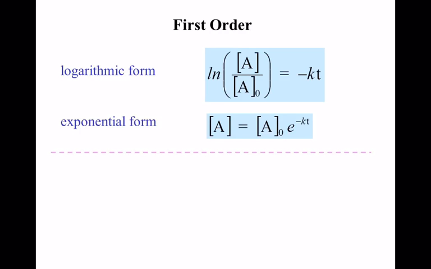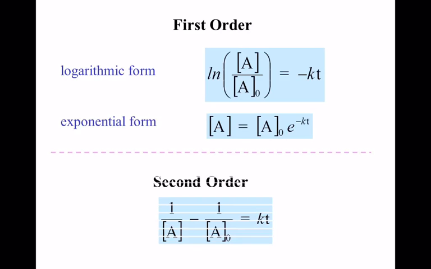So we can rearrange that, and this is another form of first order. We're going to need that one too, so I'll put it under here. These are both for first order: A equals the initial concentration times e raised to the negative kt. And of course we have this for second order. This is the integrated time concentration relationship between the initial concentration and the concentration at time t.